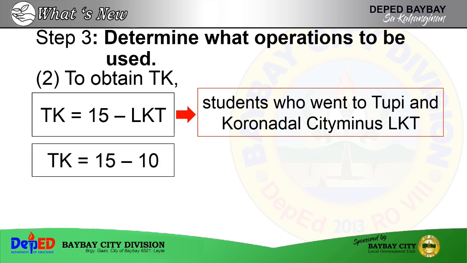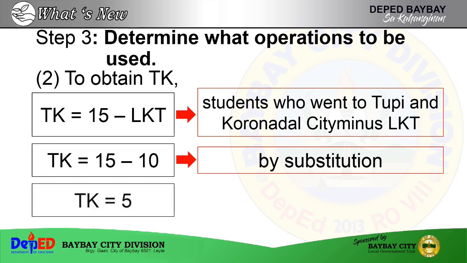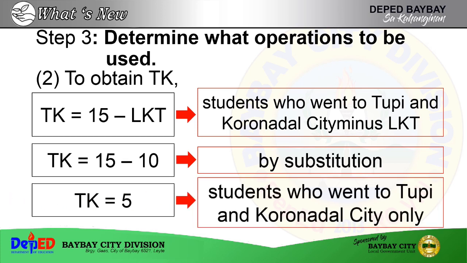This is done by substitution. We substitute LKT to 10. Next, TK is equal to 5. So these are the students who went to Tupi and Koronadal City only.